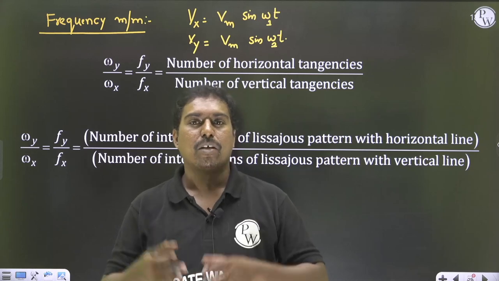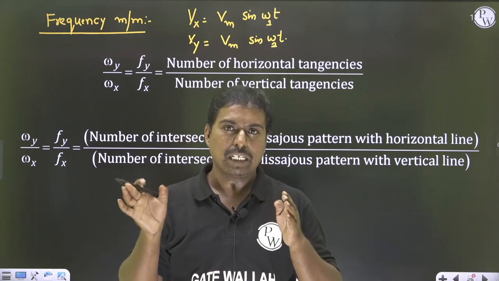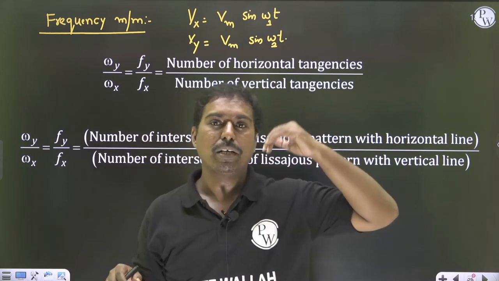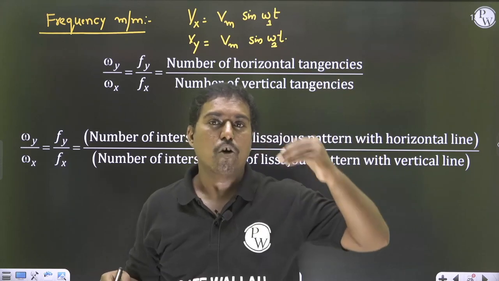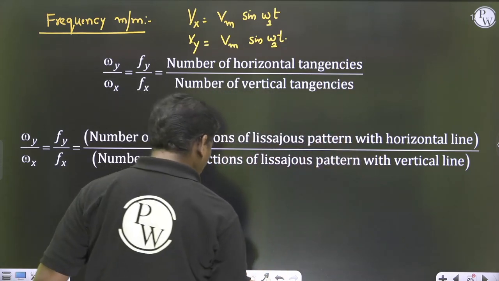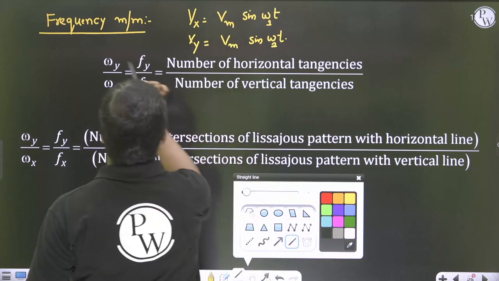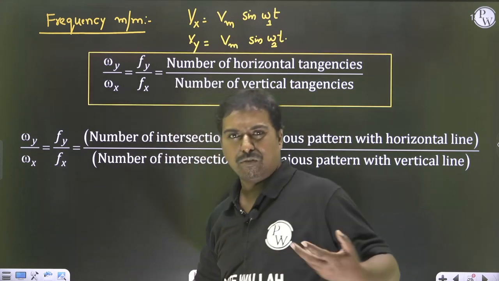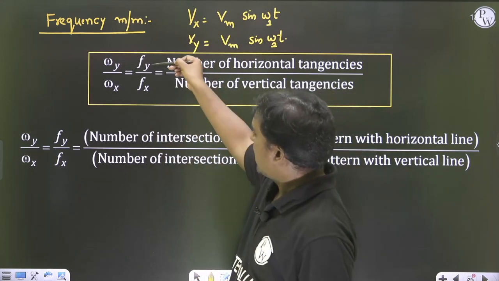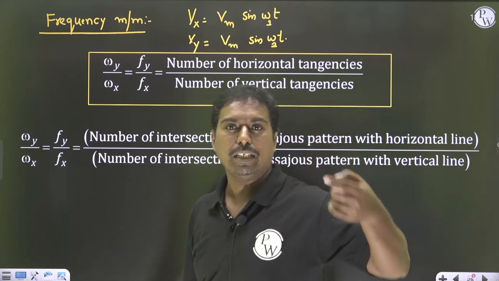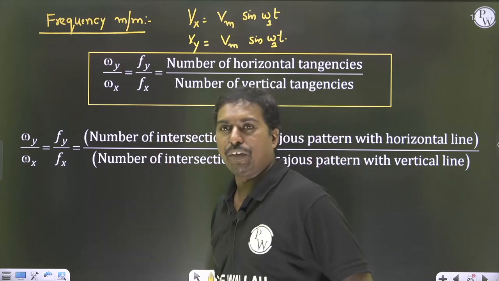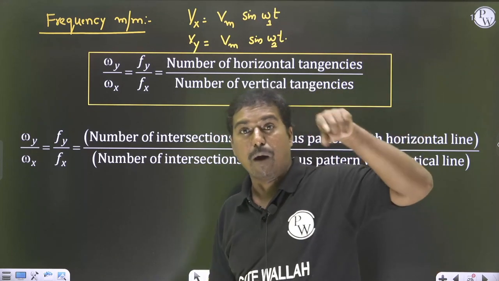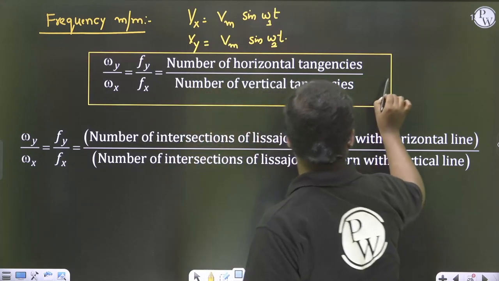Next slides. Whatever diagram you are getting, for that particular diagram, draw the tangents touching the surfaces. How many tangents are horizontal? How many tangents are vertical? So if you check here, this is the diagram, the formula. But the technique, how to remember this? We are not going for the proof. We are just remembering fy by fx, that is, the frequency of the y plate signal to the frequency of the x plate signal, can be given as the number of horizontal tangents to the number of vertical tangents.